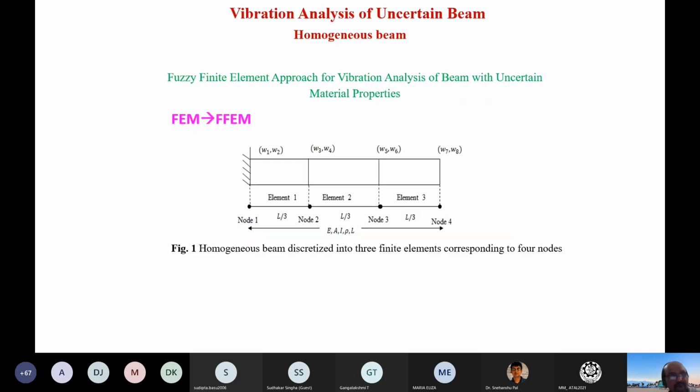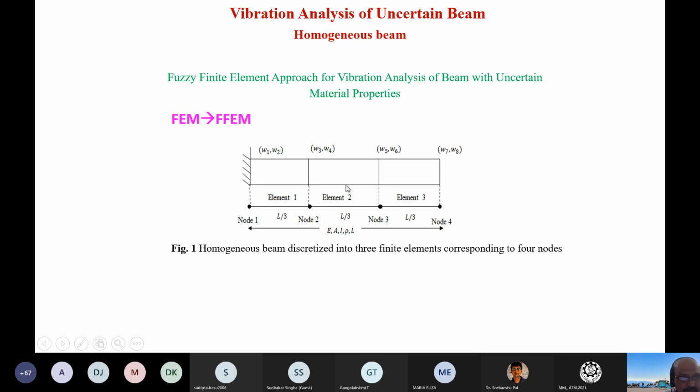Now coming to another practical problem, I will take again from the civil engineering side, that is the uncertain beam, vibration of a beam, where again we have used the fuzzy finite element method with uncertain material properties.